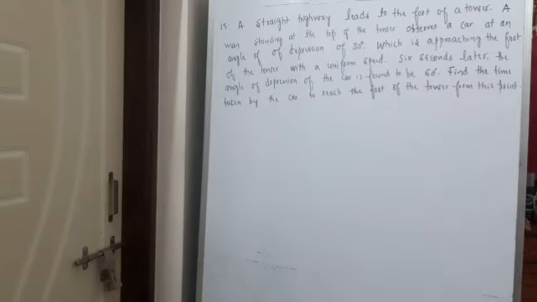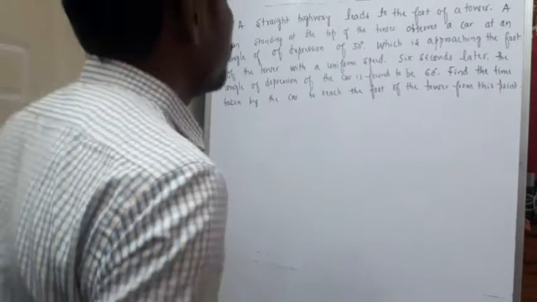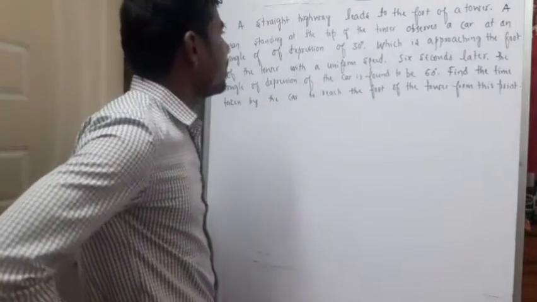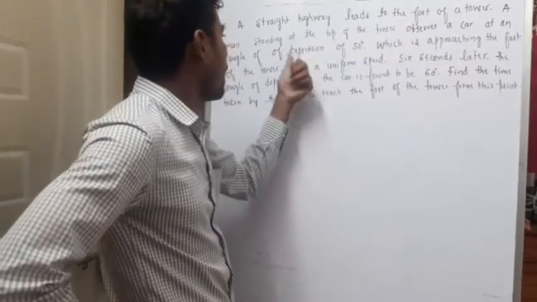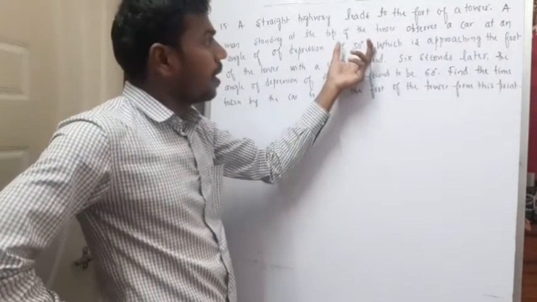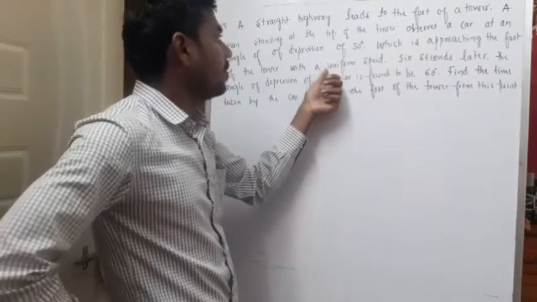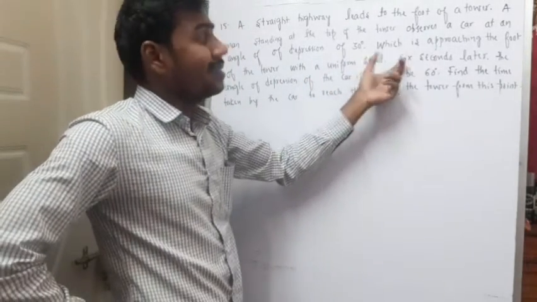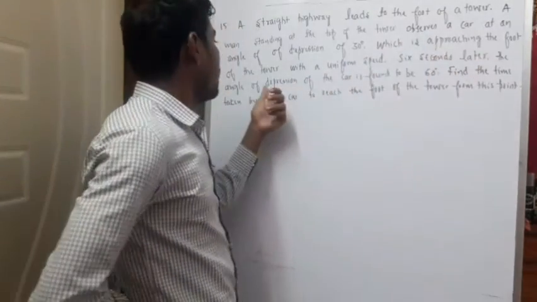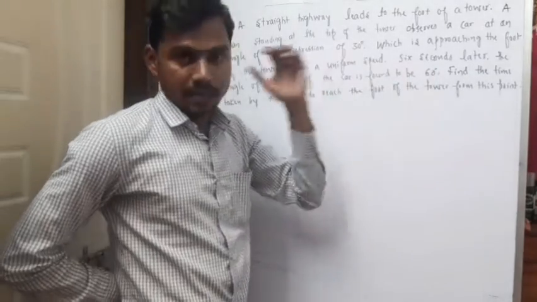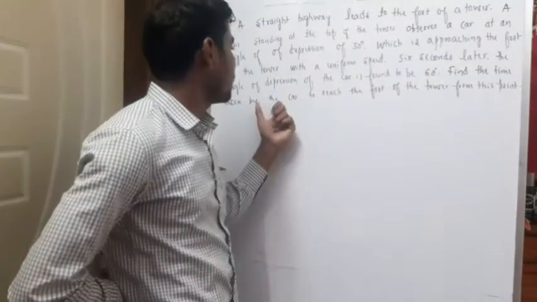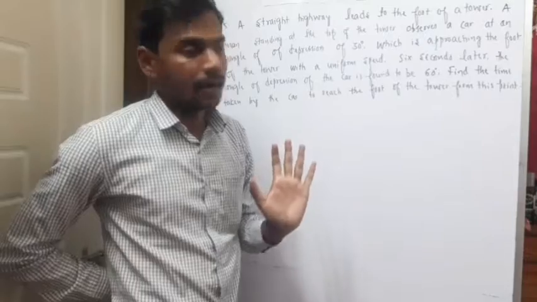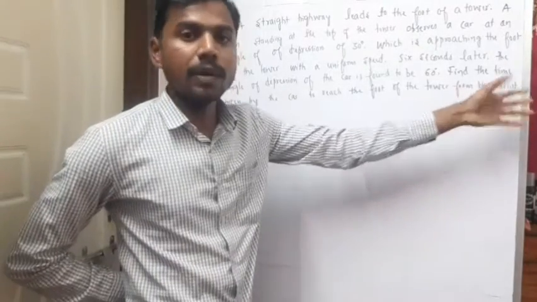Next, 15th question. A straight highway leads to the foot of a tower. A man standing at the top of the tower observes a car at an angle of depression 30 degree, which is approaching the foot of the tower with a uniform speed. 6 seconds later, the angle of depression of the car is found to be 60 degree. Find the time taken by the car to reach the foot of the tower from this point.